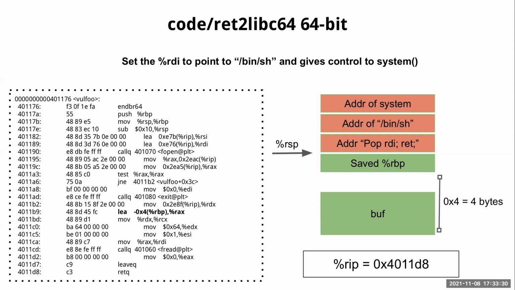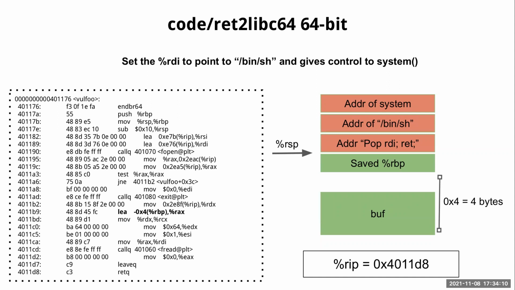After the buffer, we have the saved RBP, 8 bytes. That's 12 bytes. But after that, we have the return address, another 8 bytes. Then we have everything else on the stack. So what we are going to do here is build something that looks like this. This is totally 24 bytes. We are going to overwrite those 24 bytes, and I'm going to explain to you why this works.